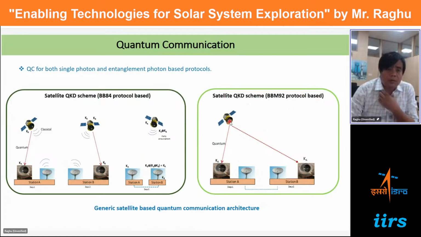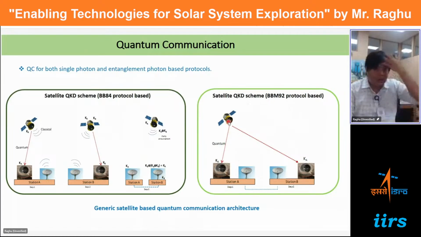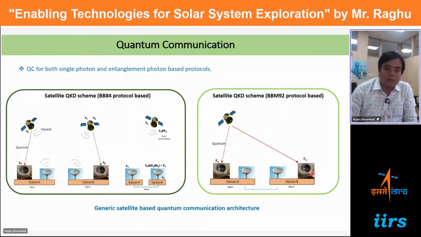Another way is entanglement-based photon communication. Entanglement means a pair of photons will be generated and distributed from the satellite to two ground stations. Then independently they will do the processing and will have the same key, because these will be identical photons.